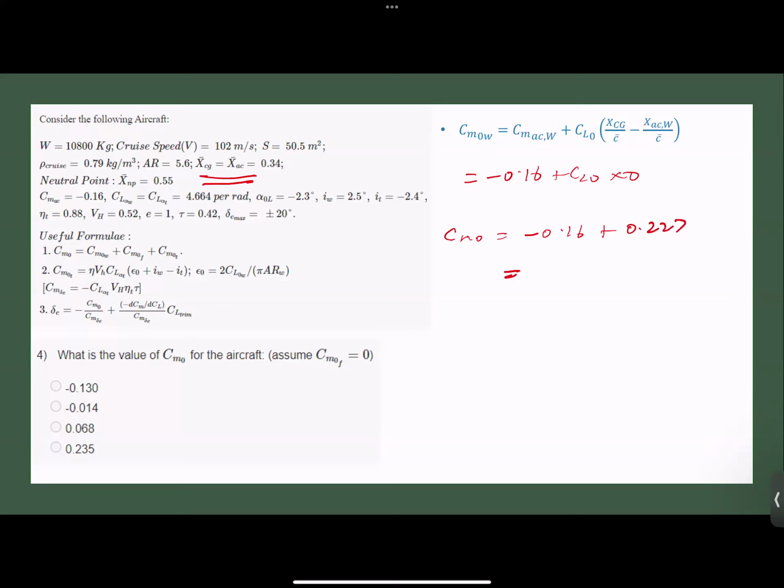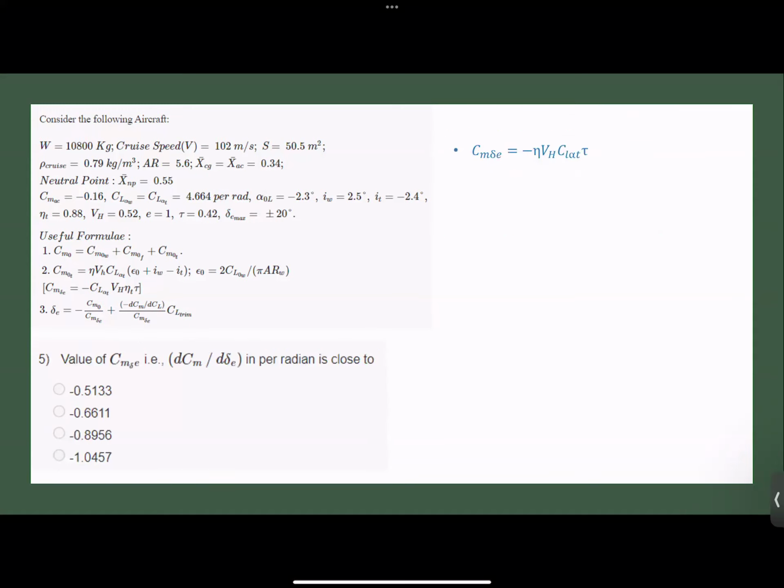You get 0.0679. Then CM delta E, which is the direct substitution of the formula. You have eta given to you, VH is given, CL alpha tail is given, tau is also given. So you just substitute it directly, you should be able to get it. That is fairly straightforward. It's minus 0.8956.